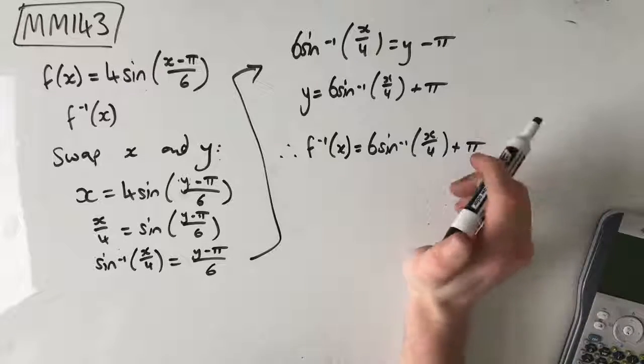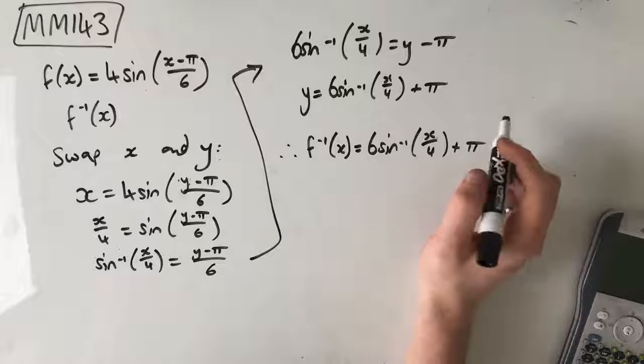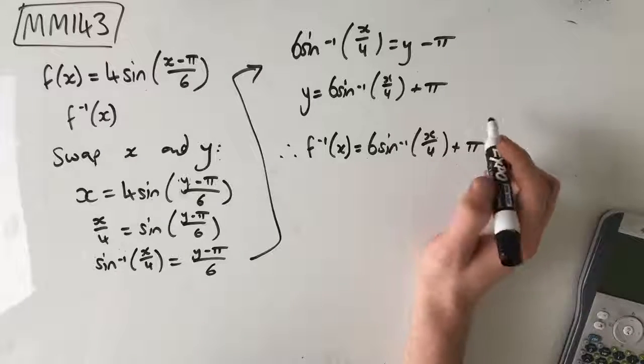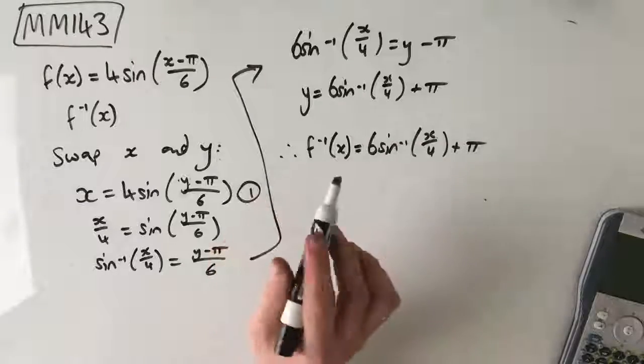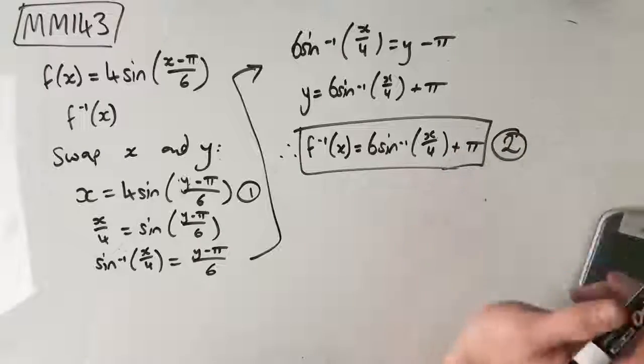So I know this is more of a functions and graphs question, but it's a bit of an integration between the trig and the functions and graphs with the inverse. So guys, your first mark comes here when you recognize that you need to swap x and y. Then your second mark comes here where you actually write what the inverse function is.